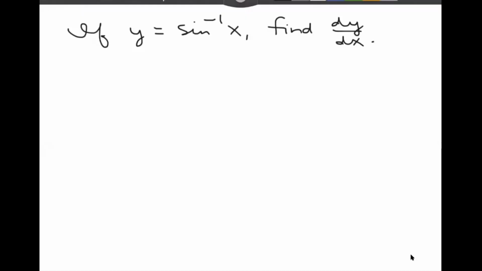So, okay, this is the problem that I want to solve right now. If y is equal to the inverse sine of x, what is dy dx? So here's how that works. If y equals the inverse sine of x, well, then that means x is equal to the sine of y. And we still want to find dy dx. So that means implicit differentiation. So using implicit differentiation, we're going to differentiate both sides with respect to x.